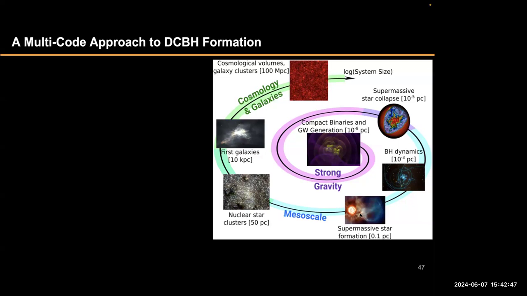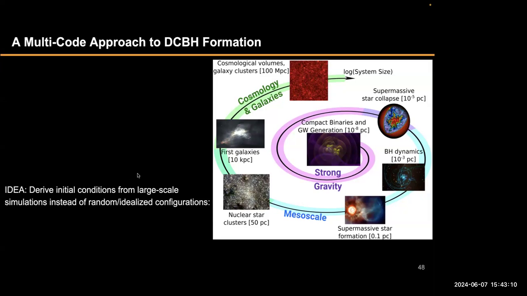And then from this, we're going to move down our length scale into what we call the mesoscale, where we basically have a supermassive star, and that supermassive star is bound to collapse into a black hole. And then from this mesoscale, we keep following down until we get to general relativity and the strong gravity regime, where we actually need general relativity to study this. Our idea is to derive initial conditions starting from a cosmological level simulation to the other scales, instead of simply using a random or idealized configuration.